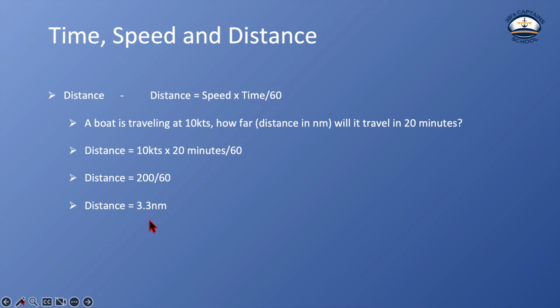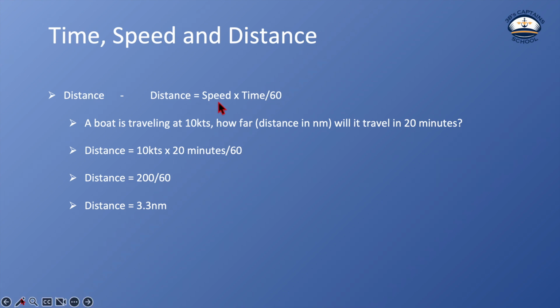When you're doing time, speed, distance problems for our course and the exams, I would definitely use my calculator. I wouldn't depend on my ability to do this math shorthand on a piece of paper or in my head. Some of it seems very easy and most of it is. Use a calculator.